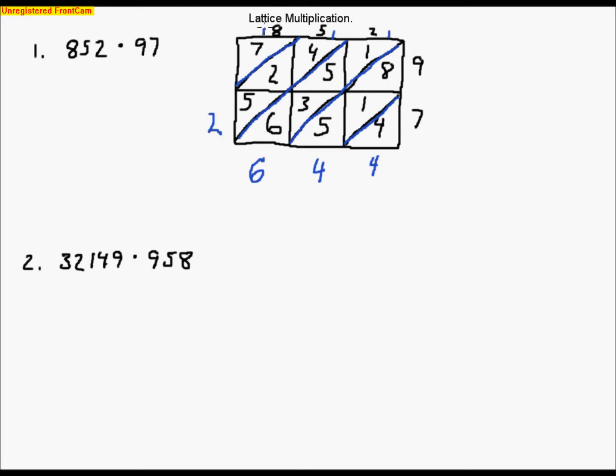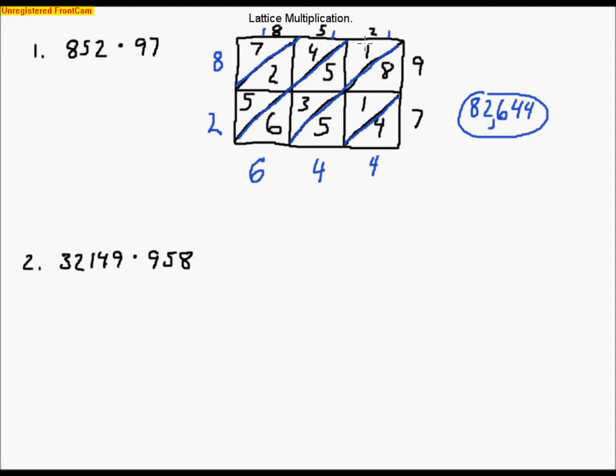And then I just do 1 and 7 makes 8. And I read in a counterclockwise direction. And so the answer is going to be 8, 2, 6, 4, and a 4. So that makes 82,644.